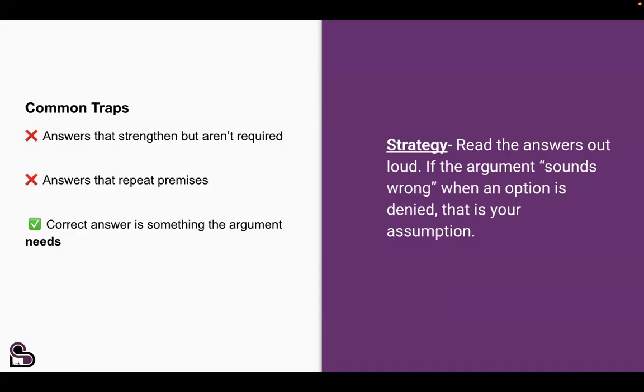Then you will have 2 more. One is a trap and one is the correct answer. So this is where we're kind of narrowing it down. Common answer traps: answers that strengthen but aren't required, or answers that repeat the premise. The correct answer is something the argument needs, but probably wasn't said. So strategy: read the answer out loud. If the argument sounds wrong when an option is denied, that's your assumption.